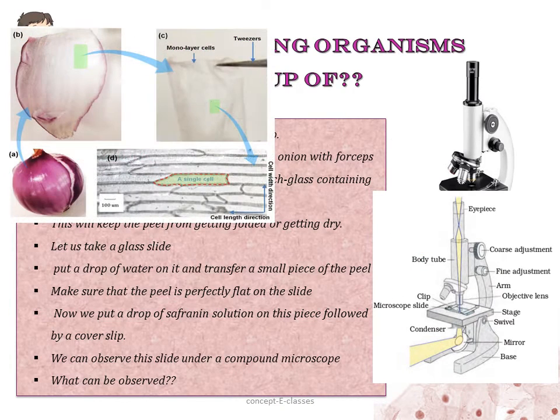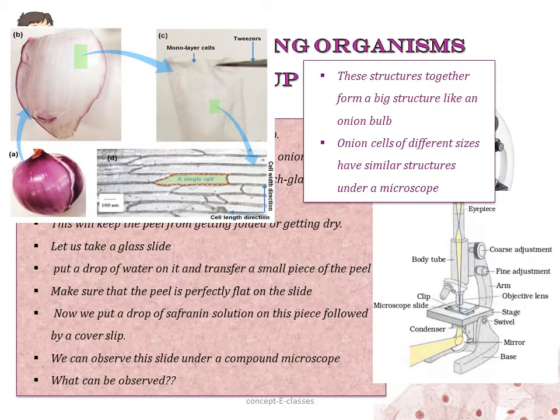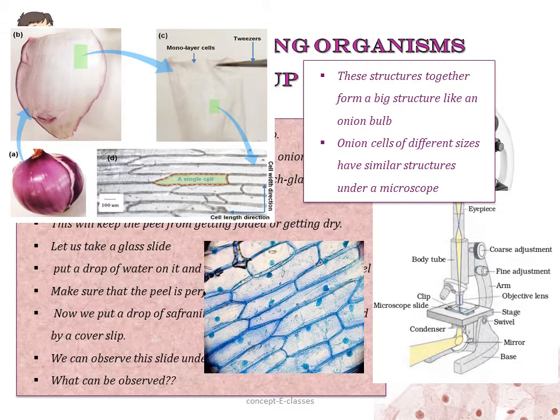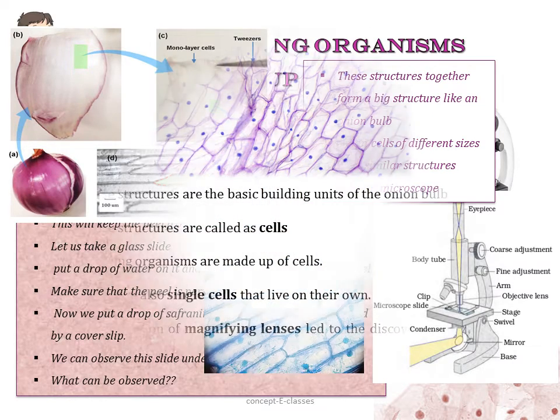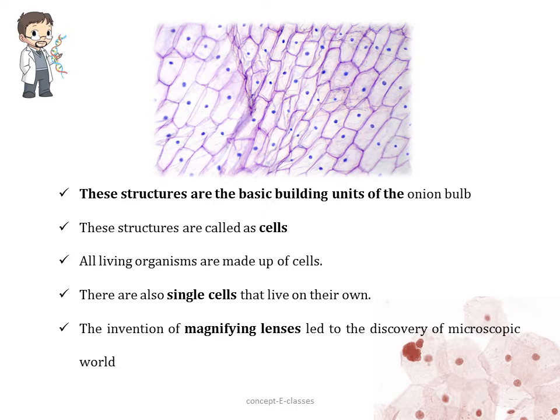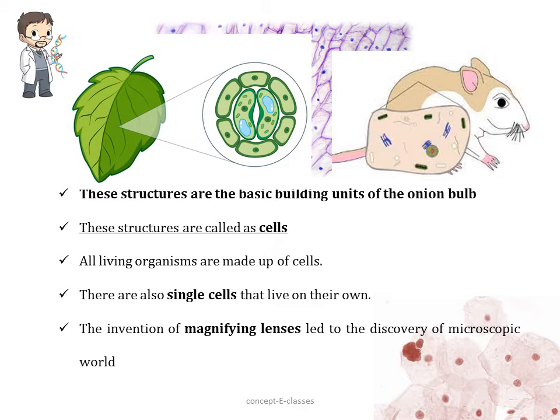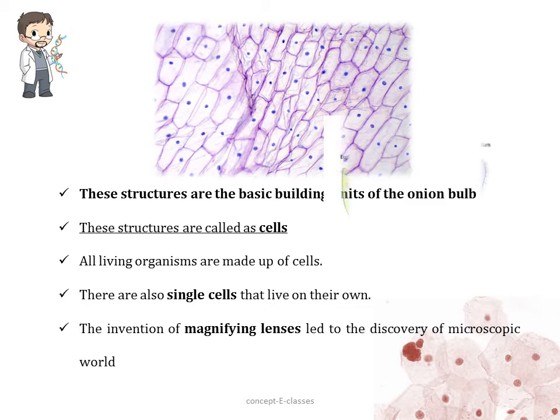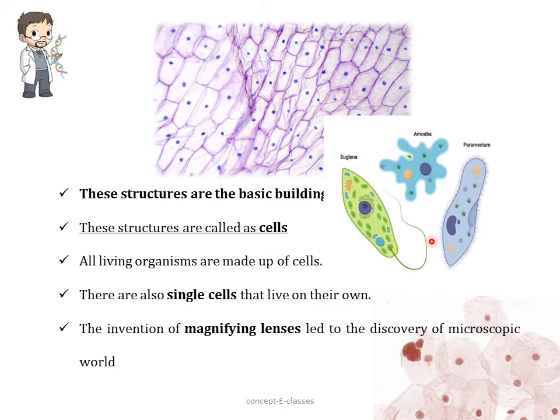What can be observed? We can see structures like this, right? These structures together form the big structure like an onion bulb. If you take onion cells of different sizes, they all have similar structures under the microscope. So this is the structure that we can see under a microscope. These structures are the basic building units of the onion bulb, and these structures are called cells. All living organisms are made up of cells. There are also single cells that live on their own, like amoeba, euglena, and paramecium.